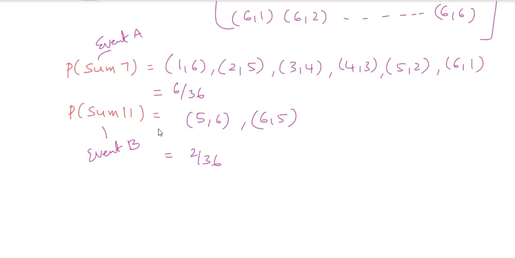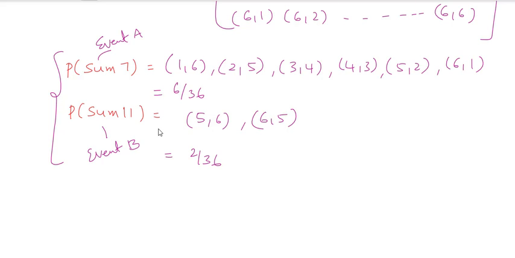Check it out: for both events, I'm using the same sample space. Is there any A intersection B? If I take this as A and this as B, is there any intersection point? No. So these two events are mutually exclusive events. Why am I calling them mutually exclusive? The occurrence of A does not depend upon the occurrence of B in the same sample space, so I call that mutually exclusive.